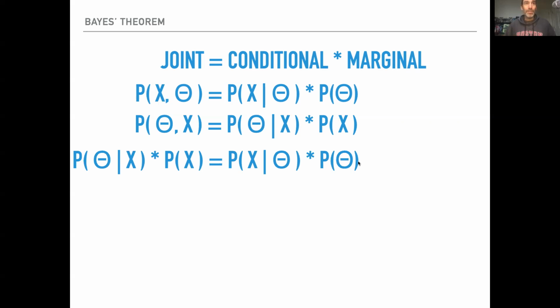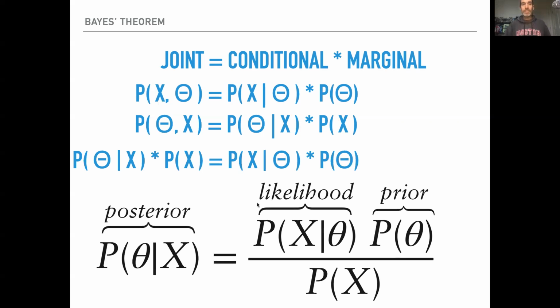Now, if you hold on with me for just one more second, what I'm going to do now is divide all of this by the probability of x to get this equation right here. The probability of theta given x equals the probability of x given theta, times the probability of theta, divided by the probability of x. Now that equation right here is known as Bayes' theorem. And Bayes' theorem is the basis for all Bayesian inference and all Bayesian statistics.